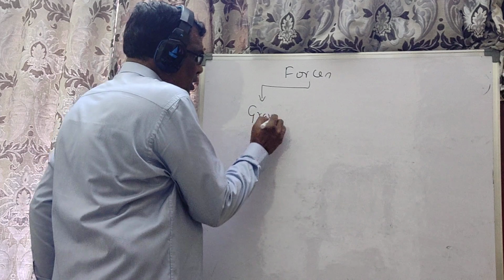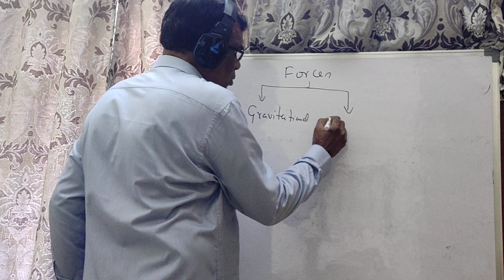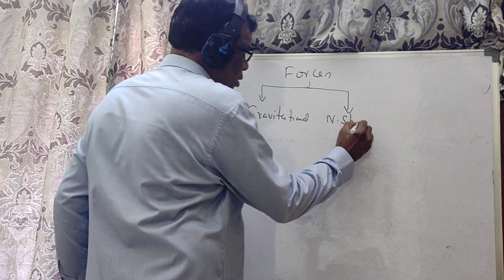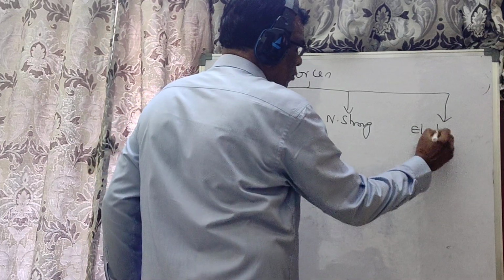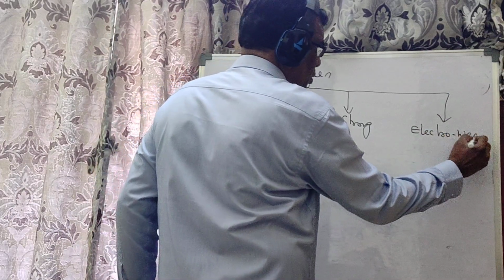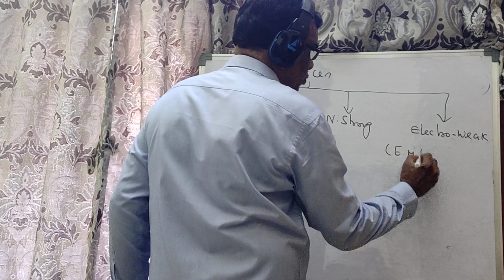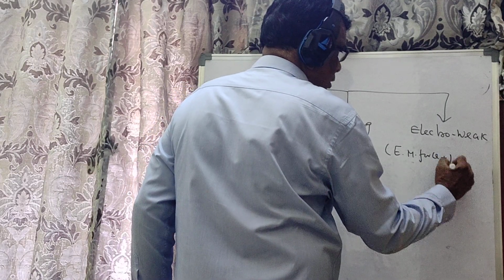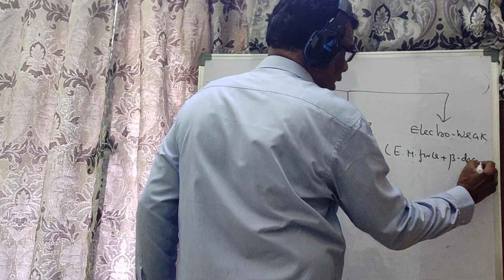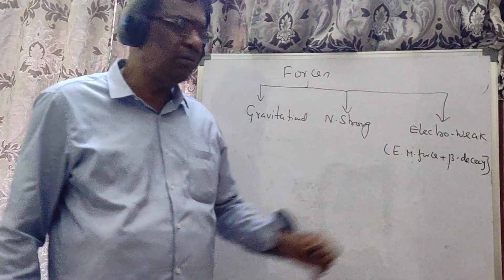One, gravitational. Two, nuclear, strong force. Three, electro-weak force or electromagnetic force. It's called plus beta decay, weak force. In fact, these two are combined now.